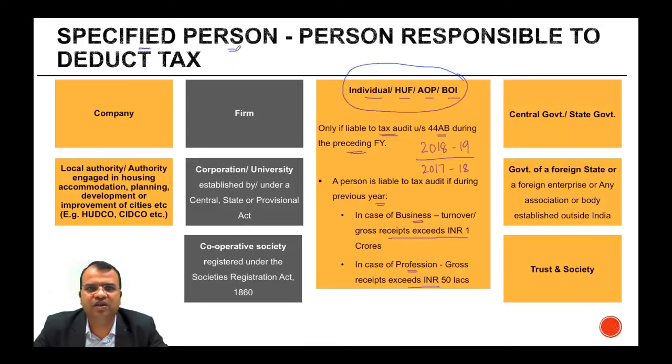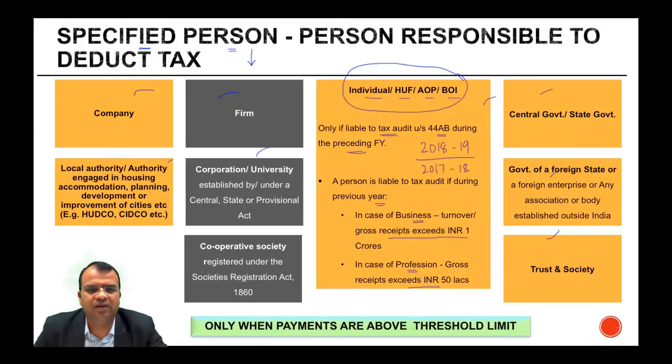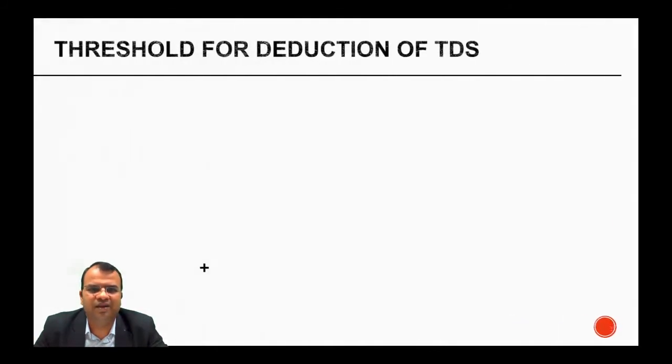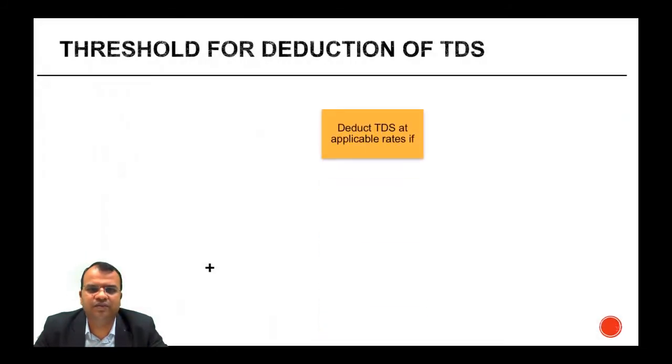What was the condition? The condition was that any specified person, which means any of these, should be responsible to make a payment of any sum to a resident contractor, right? But only when the payments are above the threshold limit. It is not that if they pay $100 to someone, they have to withhold tax. The payment should be exceeding the threshold limit.